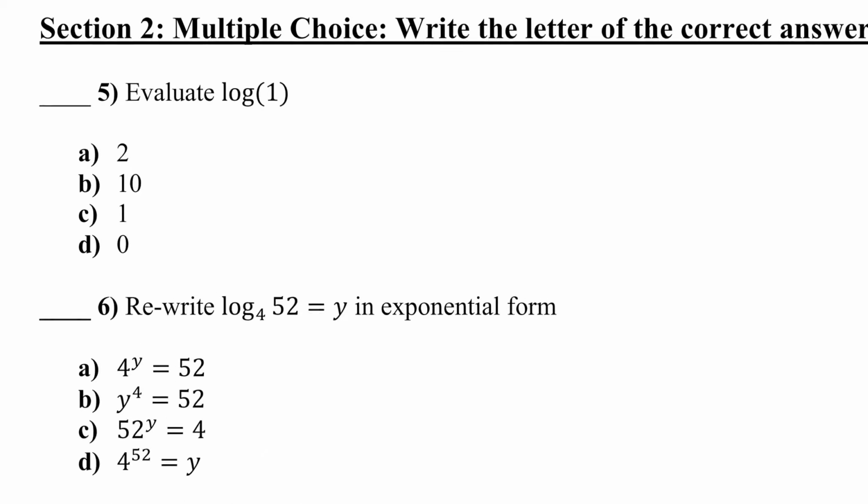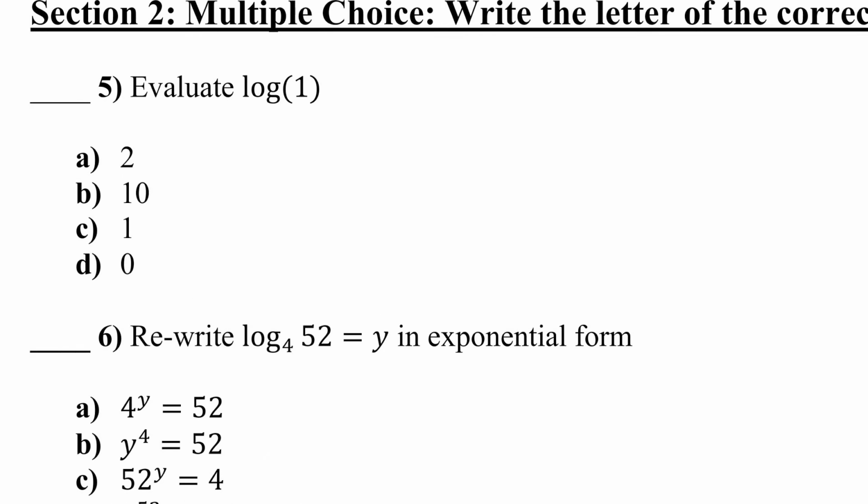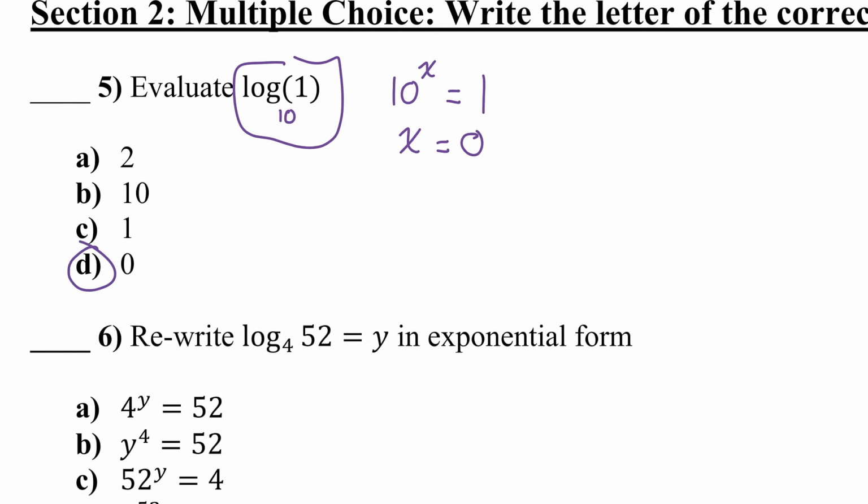Number 5 says evaluate log of 1. Let's do that without a calculator, of course. I know if I don't see a base of the logarithm, the base is 10. So this expression, what does that mean? It means 10 to what exponent equals 1? Well, I know 10 to the 0 equals 1, so log 1 must be 0.